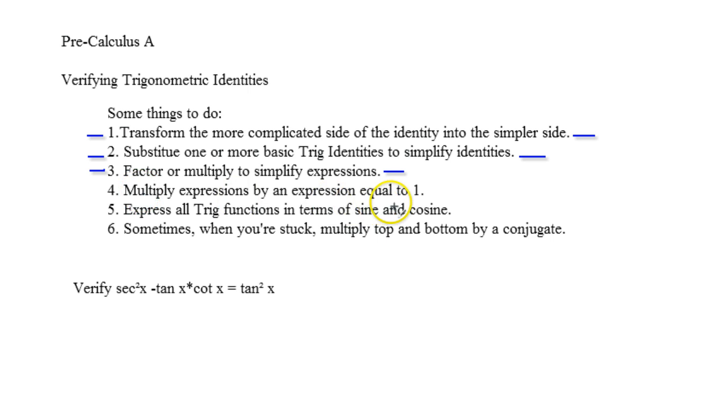Multiply expressions by an expression equal to 1. In other words, it's like common denominators. Multiply top and bottom by it. It's an old calculus trick that everyone uses.